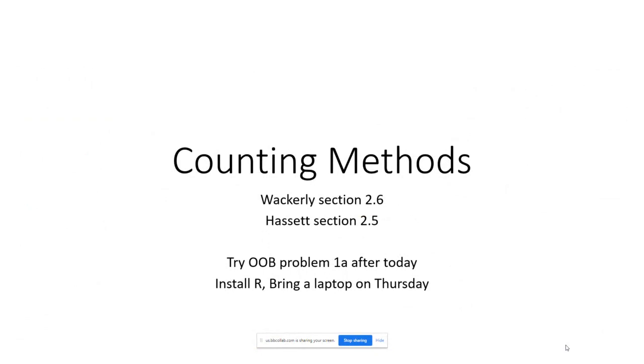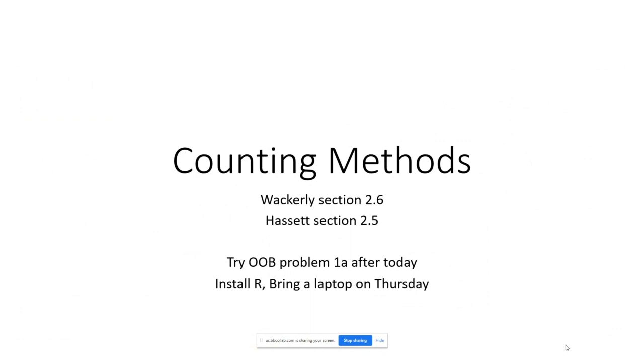So a couple of announcements. Based on what we're talking about in class today, I recommend trying part A of the out of the book problem that's on homework 1, that's due on Friday. And on Thursday, we'll be working on how to use R, which is a statistical software package, statistical programming language, to solve problems in probability.